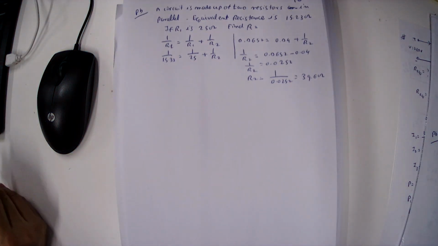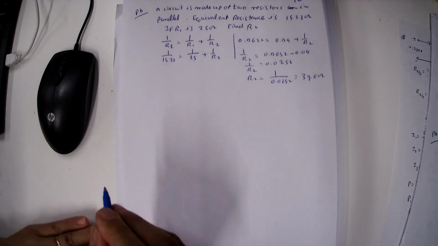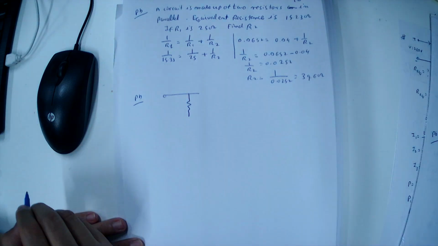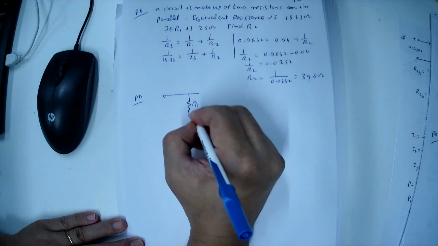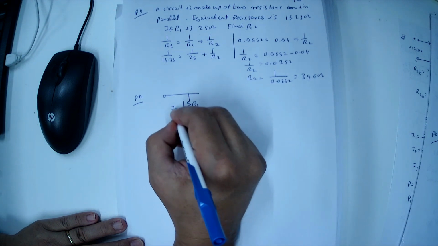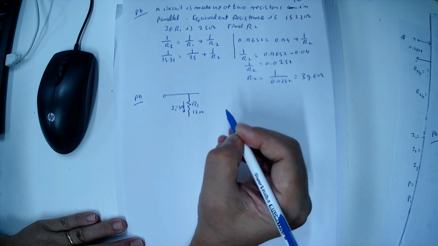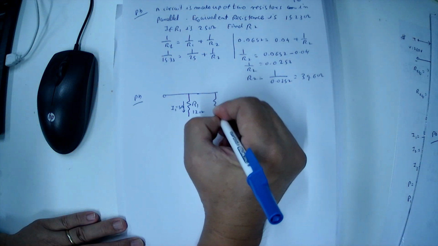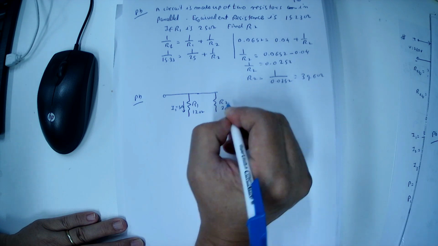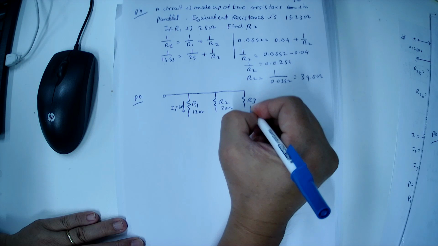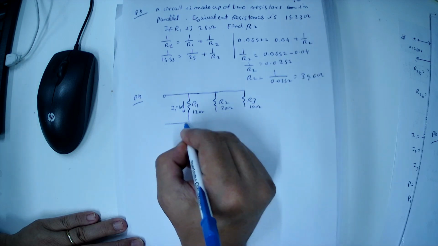Okay, the next problem has three resistors connected in parallel. R1 is 12 ohm. The current in R1 is I1, and I1 is given as 5 ampere. R2 is 20 ohm, and R3 is 10 ohm. They are connected in parallel.